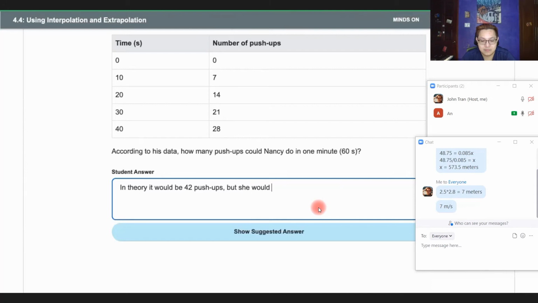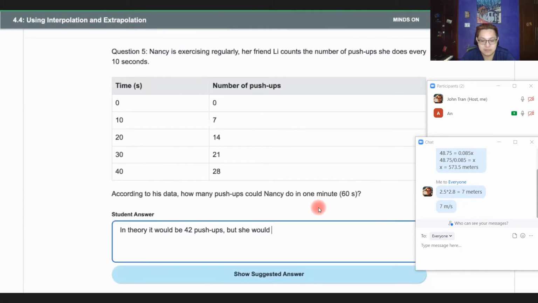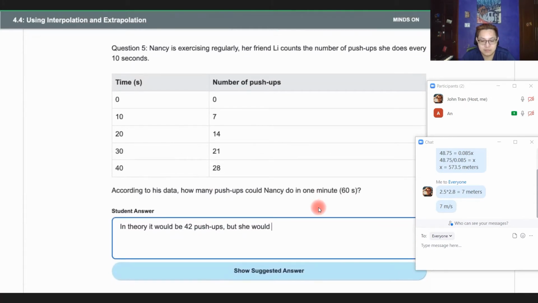She would get tired naturally and would slow down.